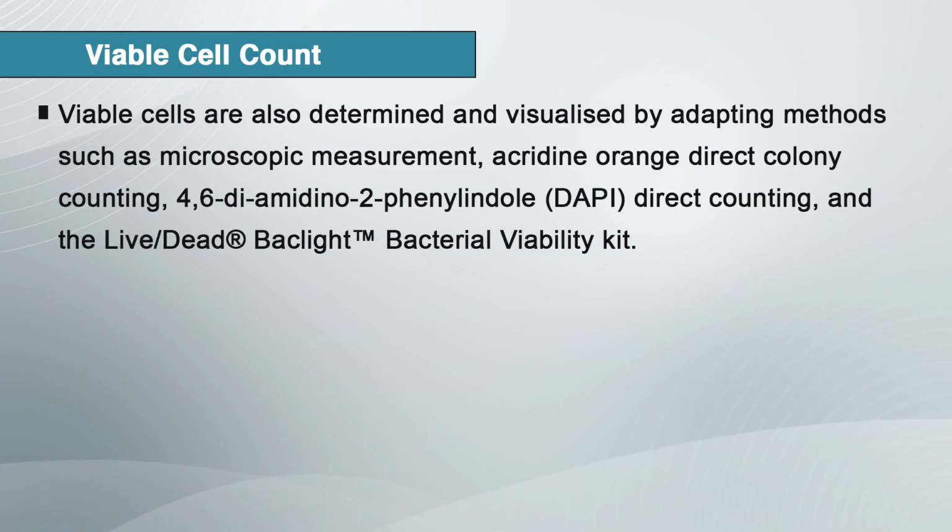So, these viable cells can also be determined and visualized by adapting methods such as microscopic measurement, acridine orange direct colony counting, 4,6-diamidino-2-phenylindole direct counting, also called DAPI counting. And there is another viability kit method, that is called the LIVE/DEAD BacLight bacterial viability kit.